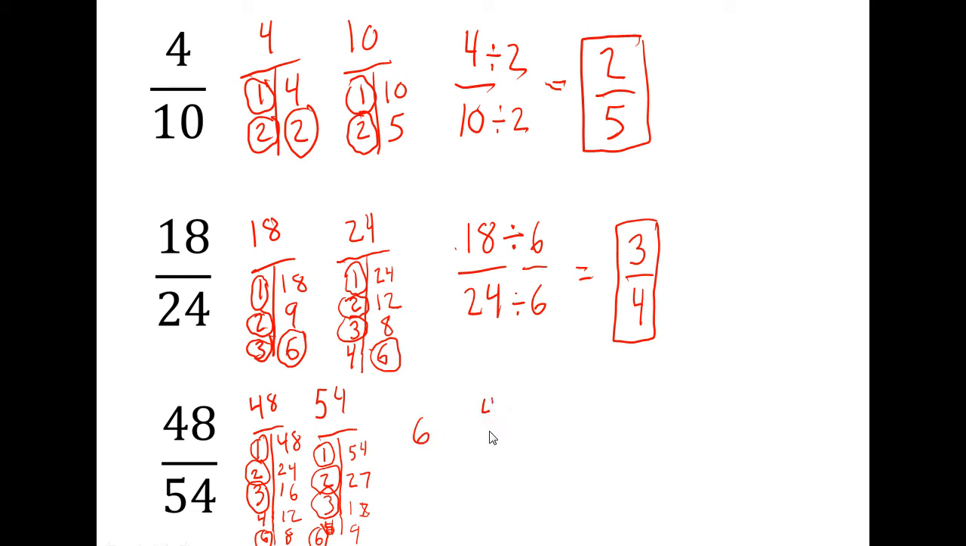So let's rewrite our fraction. 48 over 54. Divide both by 6. And let's see, 48 divided by 6 is 8. And 54 divided by 6 is 9. That means 48 over 54 is the exact same as 8 over 9. What we did is we just simplified a fraction. Alright.